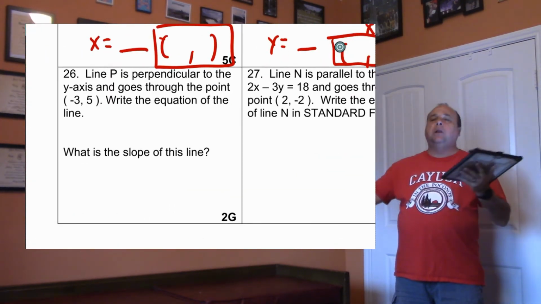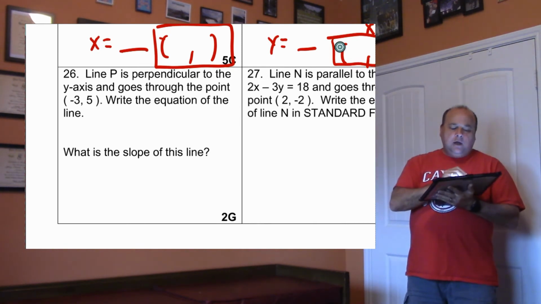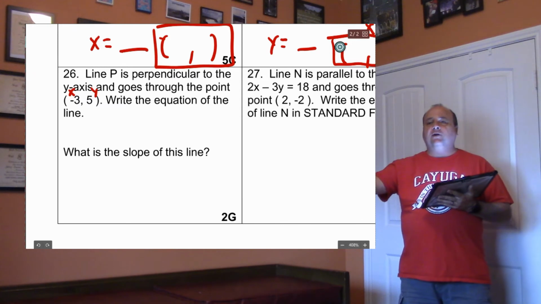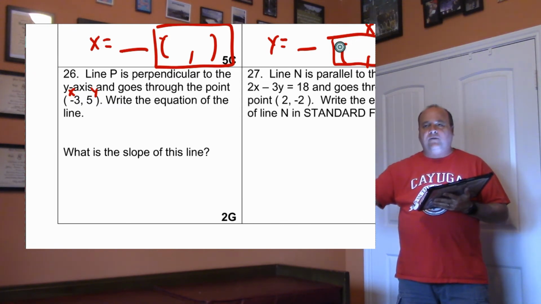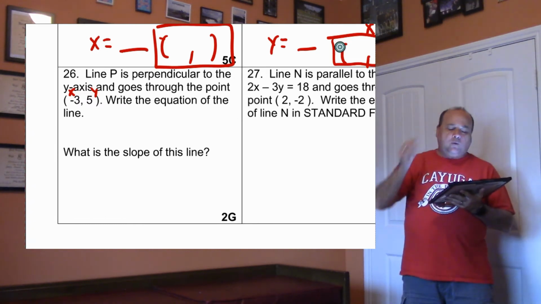Number 26, please draw a picture of this. You could do this, draw a picture. So it's perpendicular to the y-axis and goes through this point. Remember, this is our x, this is our y. The answer is either going to be x equal -3 or y equal 5. If it does this, it's x equal -3. If it does this, it's y equal 5.